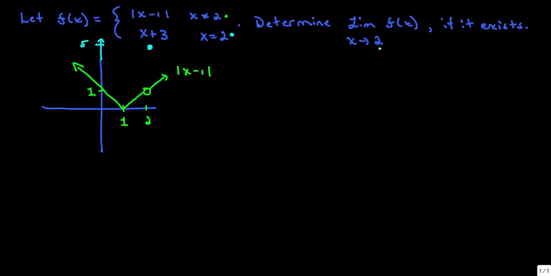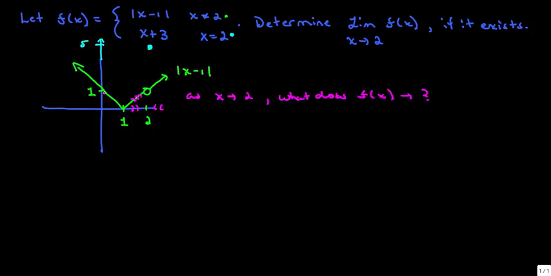Now the question is, what's the limit as x approaches 2? So let's take a look at our graph. What we want to know is as we get closer and closer to 2 from both directions, what are our function values approaching? So our function values are height values. So I'll write this out. As x approaches 2, what does f of x approach? That's the question.